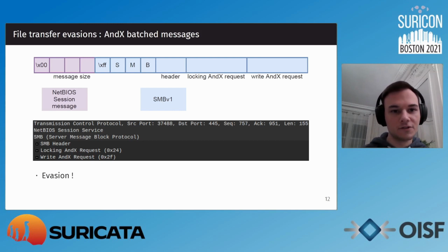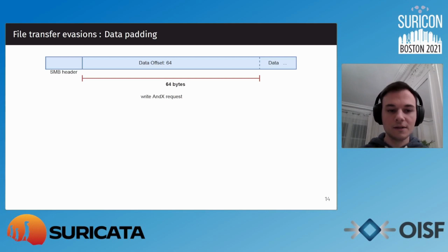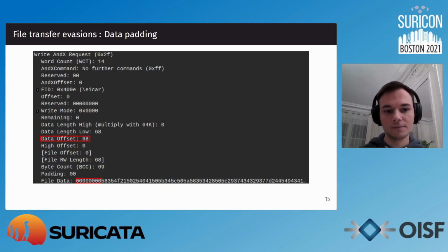For the next evasion, we saw a data offset field in the write index request structure, and it corresponds to the number of bytes between the SMBv1 header and the file payload. For the SMB client, it is almost always 64 bytes. So we tried to add some padding between the SMB header and the data. For example, here 4 bytes of padding, and we updated the data offset to 68. And in this case, Suricata was also evaded because it was not computing the padding correctly.